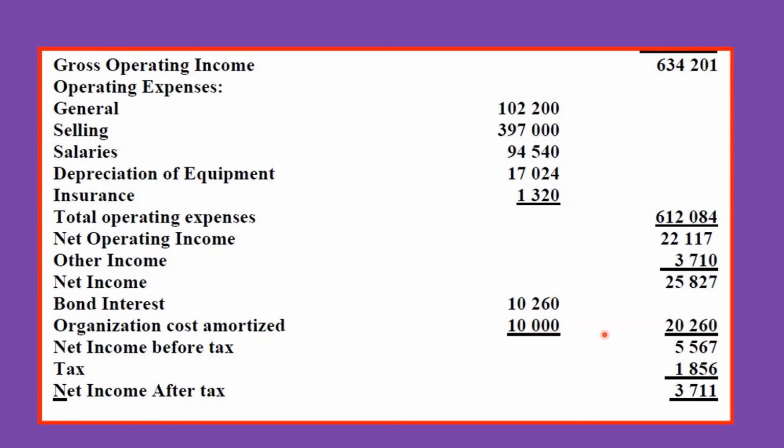We add these two together, we get 20,260, and we take that from our net income, and we get the net income before tax of 5,567. One third or 3.3% of that is 1,856. We minus that from the net income, and we will get a net income after tax.